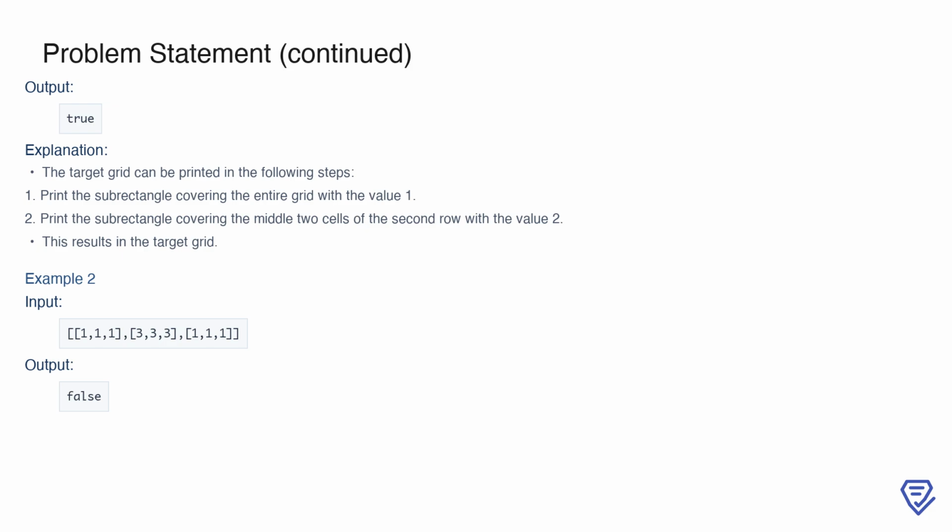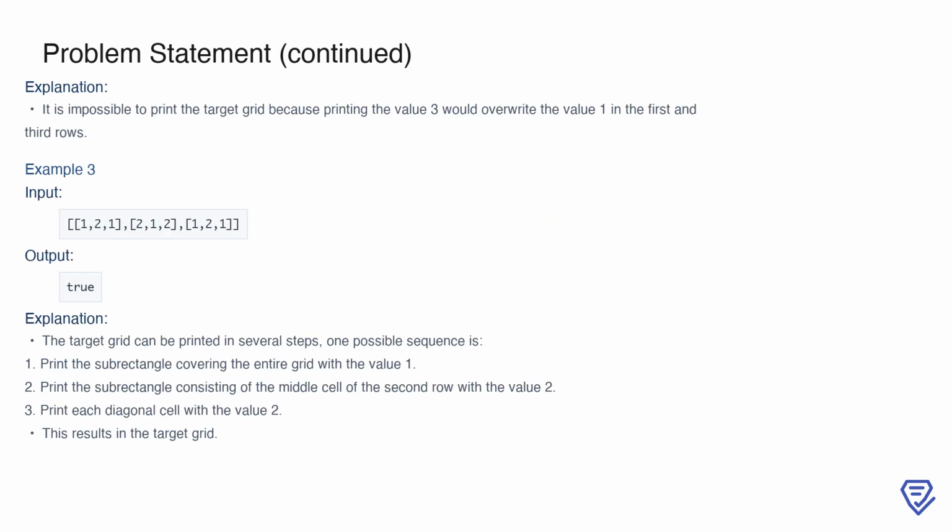Suppose the target grid is a 3x3 matrix where the input is 111, 122, 111. In this case, the output is true because we can print the target grid in two steps. First, we print the entire grid with the value 1, covering all cells. Then, we print a smaller subrectangle that includes just the middle two cells of the second row with the value 2. By following this sequence, we achieve the target grid without overwriting any values incorrectly. This demonstrates that it is feasible to print the grid with this printer, and the solution is valid.